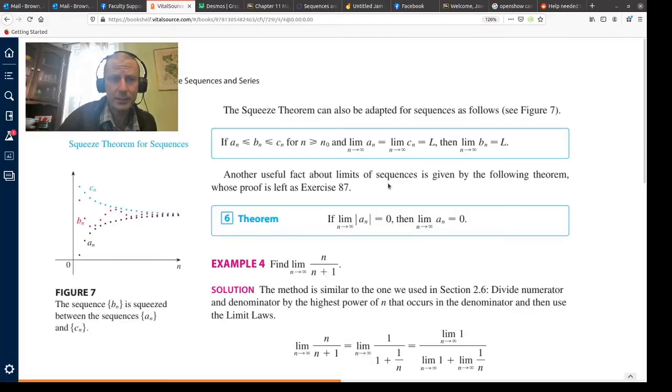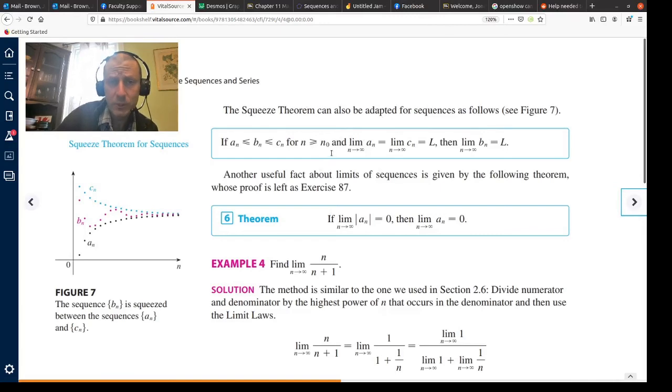So basically, if your sequence has the exact same definition as an old school function, then you find the limit the same way as you would for that function. However, for our newer functions like minus 1 to the n and n factorial, we often have to use the squeeze theorem.